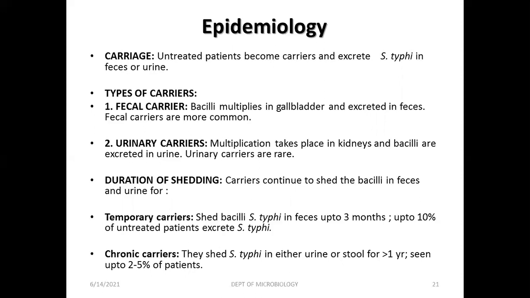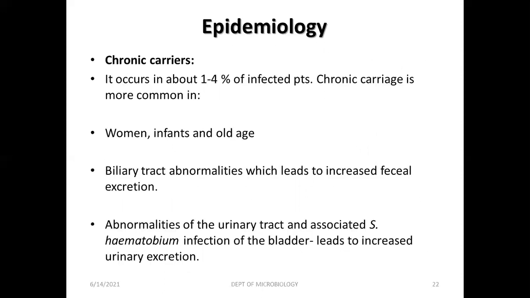Regarding duration, carriers continue to shed the bacilli in feces and urine for up to 3 months. This can be seen in 10% of untreated cases, and these types of carriers are known as temporary. Chronic carriers can shed the organism through urine and stool for more than 1 year and are seen in 2 to 5% of cases. Okay. So chronic carriers can be seen in 2 to 4% of infected patients. Usually female, infant and old age people are converted into chronic carriers.